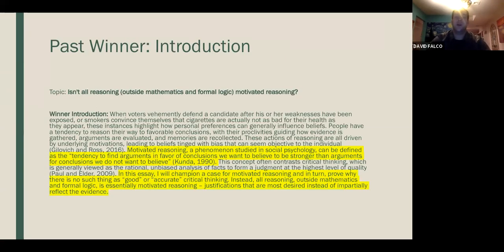All right, so first I want to overview one of the previous winning essays. I think this was from 2021 on the topic of isn't all reasoning outside of mathematics and formal logic motivated reasoning.